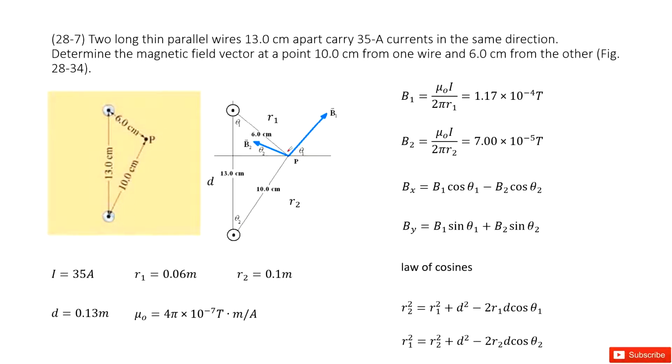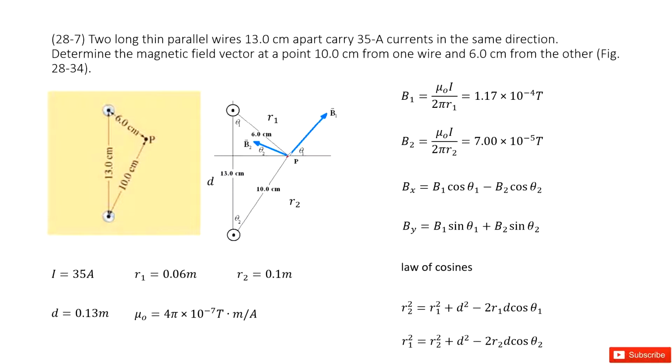Let's look at problem 7 in chapter 28. Chapter 28 is about the sources of magnetic fields. So there you can see we have two long thin parallel wires, right? Wire 1 and wire 2. And then we have another point called P. We need to determine the magnetic field vectors at this point.